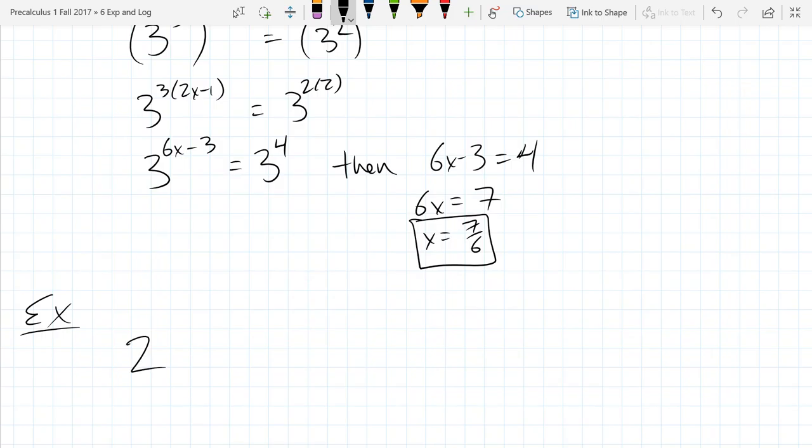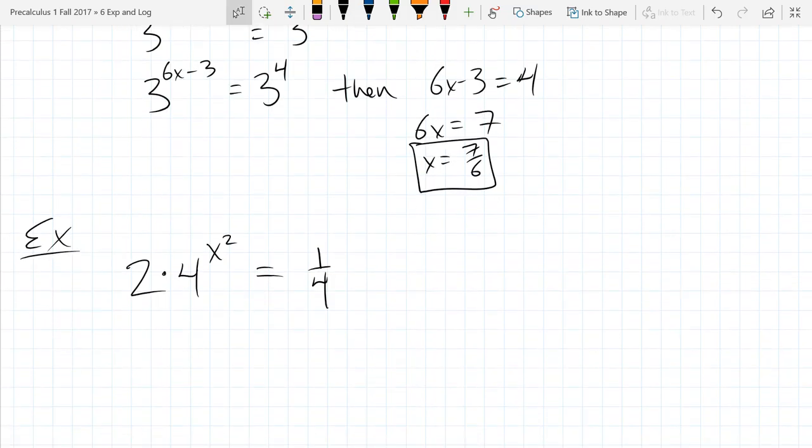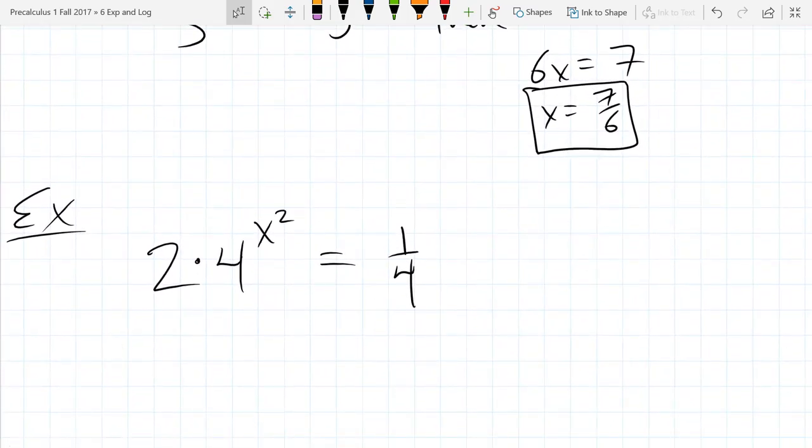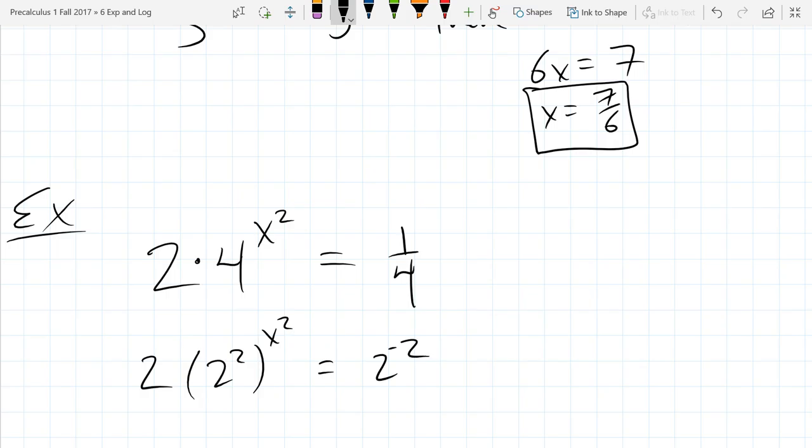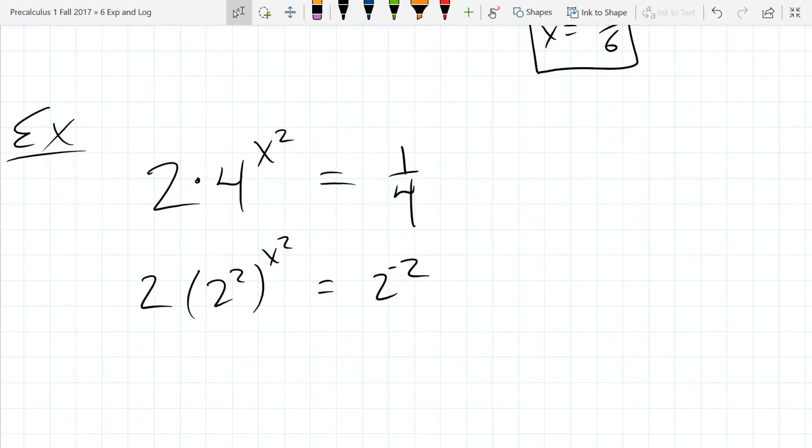All right, let's get a little crazier. I'm trying to keep the bases easy with either twos or threes. All right, see what you can do on this problem. What is the common base in this one? 2. So common base will be 2. So step one is write everything with the base 2.